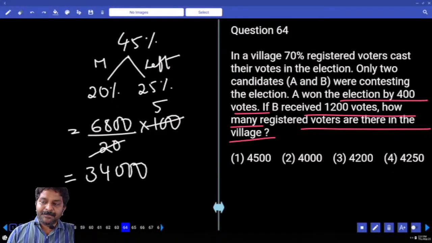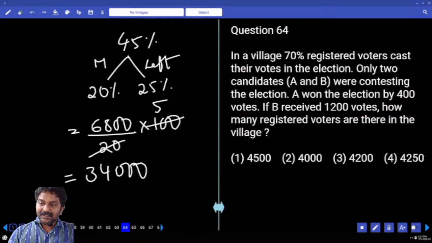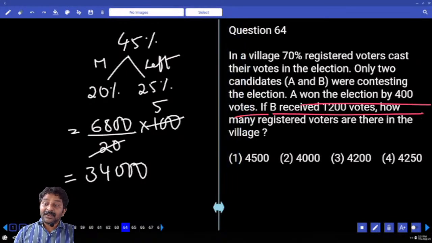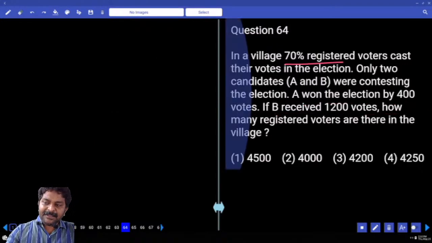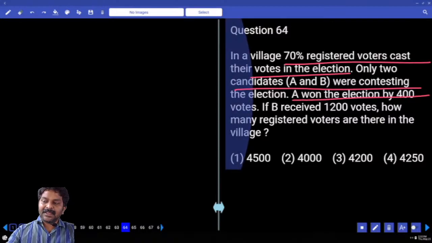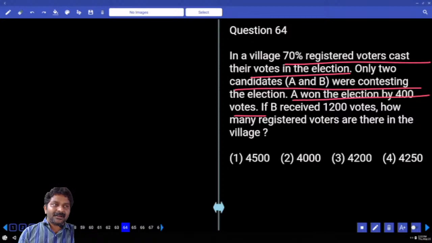In a village, 70% of registered voters cast their vote. In the election, only 2 candidates were contesting. A won the election by 400 votes. B received 1200 votes. How many registered voters are there in the village? 70% cast their vote. And contestants are 2 members, A, B. A won the election by 400 votes.